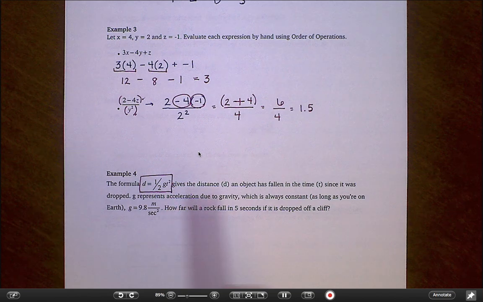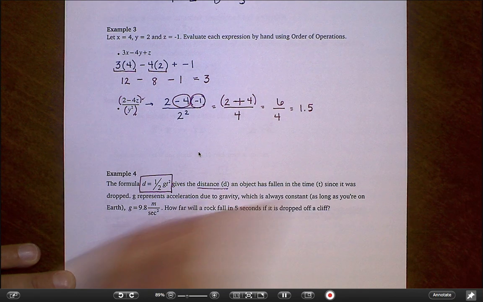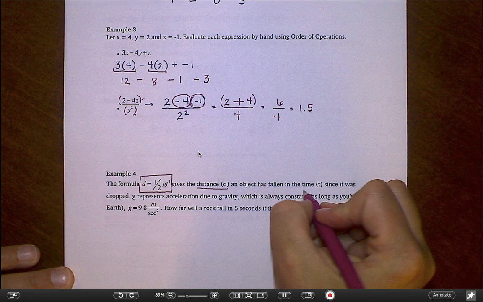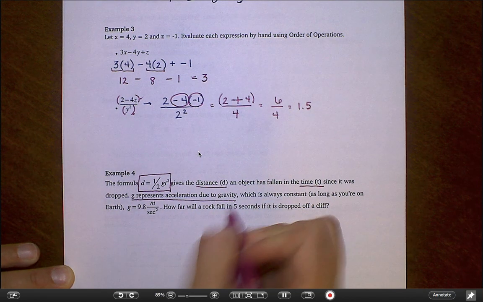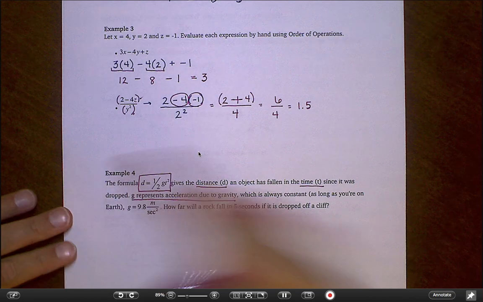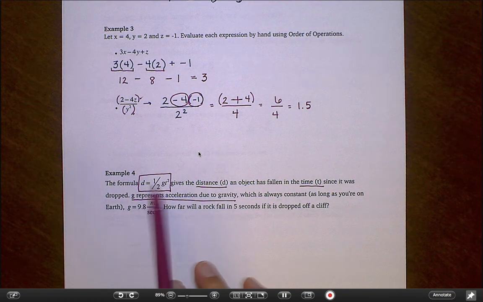From there, all these big scary words are just talking about what these letters represent. So I see that distance is d. Okay, that makes sense to me. Time is t. And g is acceleration due to gravity. Okay, so all of those next few big scary words are just telling me what all of those letters mean.